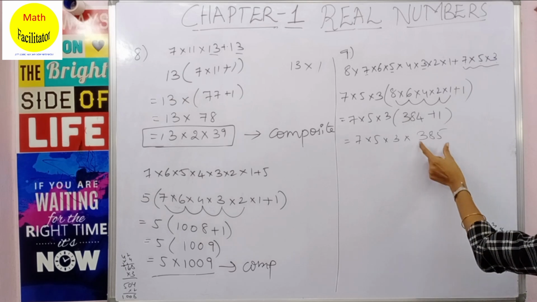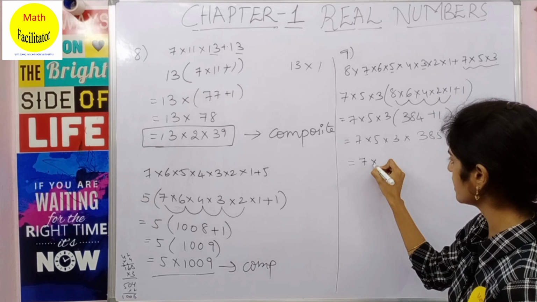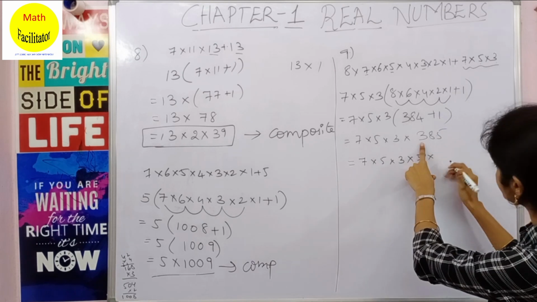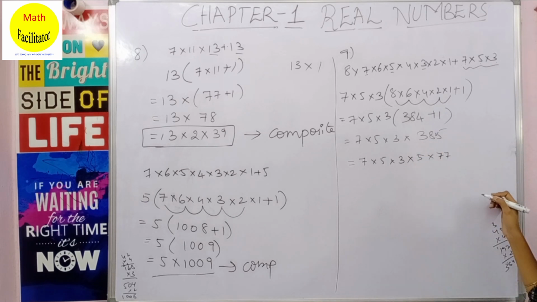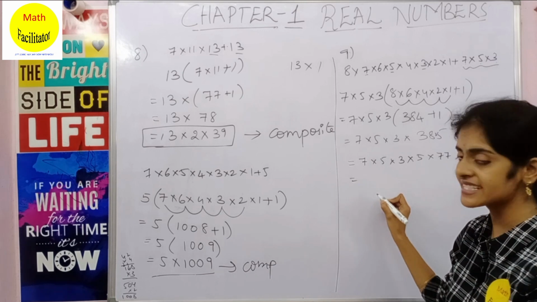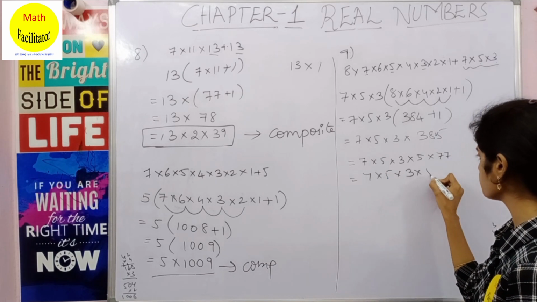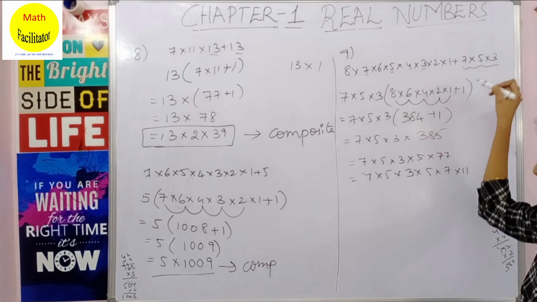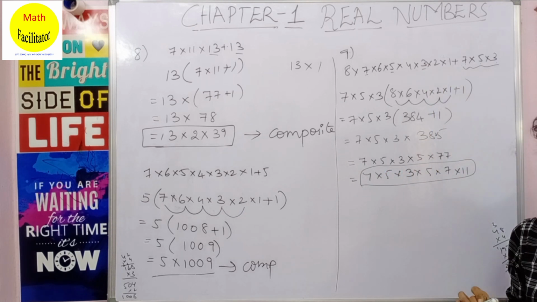Yes, again this 385 you can divide by 5. Yes, so that is nothing but 7 into 5 into 3 into, if you divide this by 5, you have 5 sevens are 35 and you are left with 3. So this is again 7. Okay, and this 77 you can also write as 11 sevens. Yes, so it is 7 into 5 into 3 into 5 into 7 into 11. So you can see that you have expressed this as a product of all prime numbers. Okay, so this particular number is a composite number.